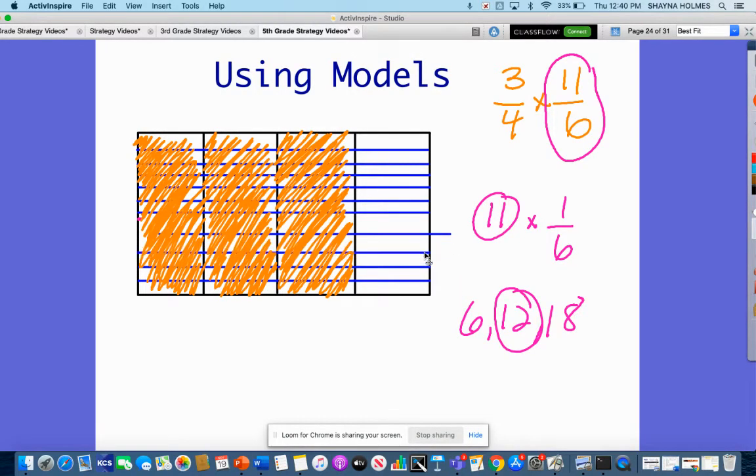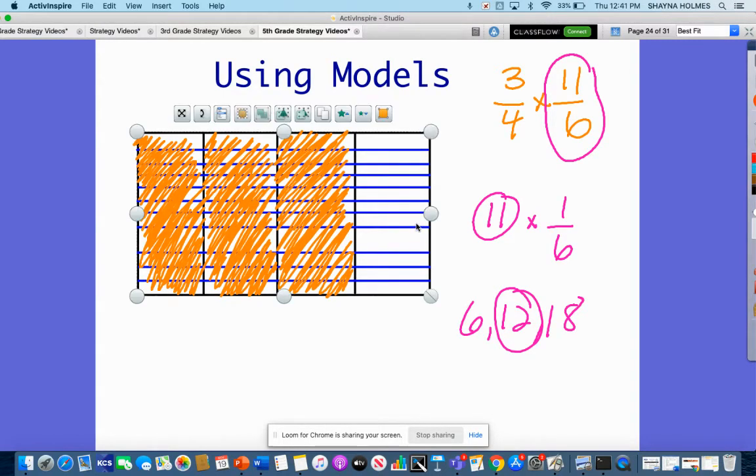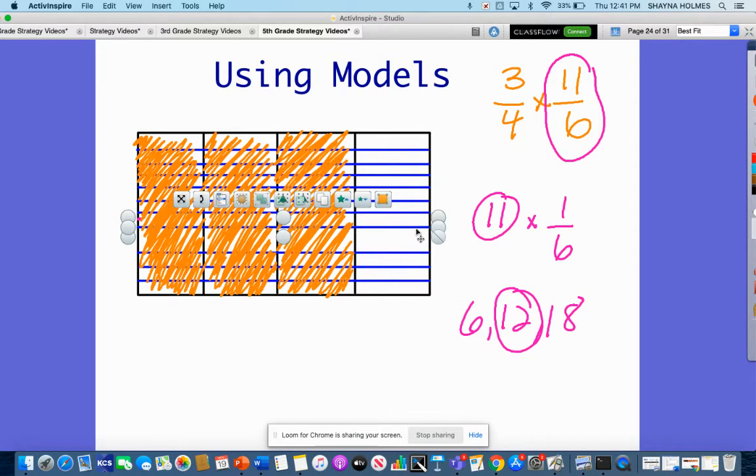2. 1, 2, 3, 4, 5, 6. 1. Going to duplicate this. So now I'm going to count, make sure I have 12. So 1, 2, 3, 4, 5, 6, 7, 8, 9, 10, 11, 12. Okay, perfect. So I don't need this line.